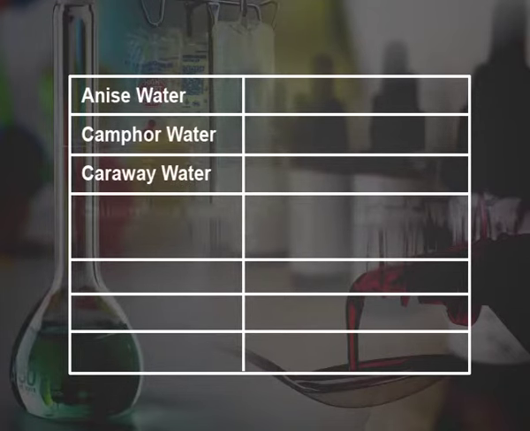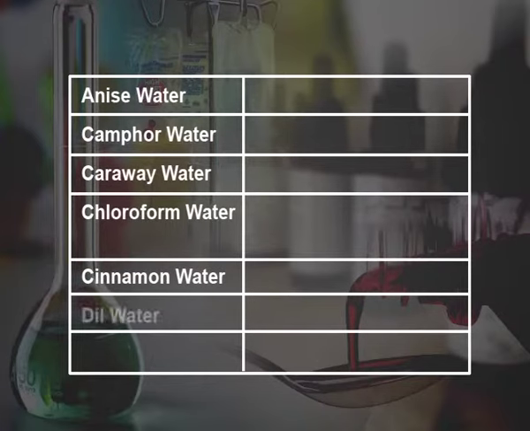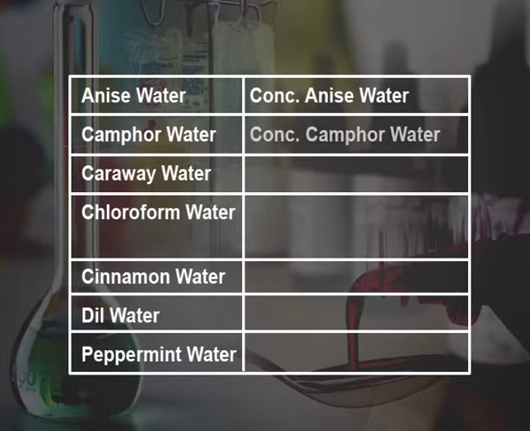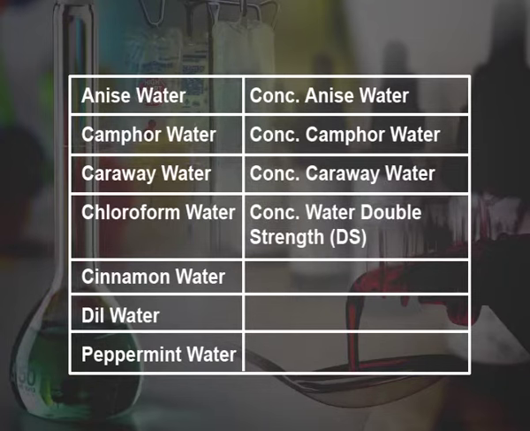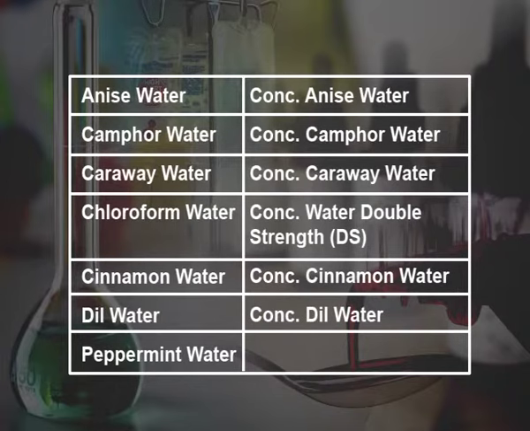Table of examples and therapeutic uses of aromatic water is on your screen. In the table, various types of aromatic water like anise water, camphor water, caraway water, chloroform water, cinnamon water, dill water, peppermint water. Their concentrated forms are known as concentrated anise water, concentrated camphor water, concentrated caraway water, chloroform water double strength, concentrated cinnamon water, concentrated dill water, concentrated peppermint water.